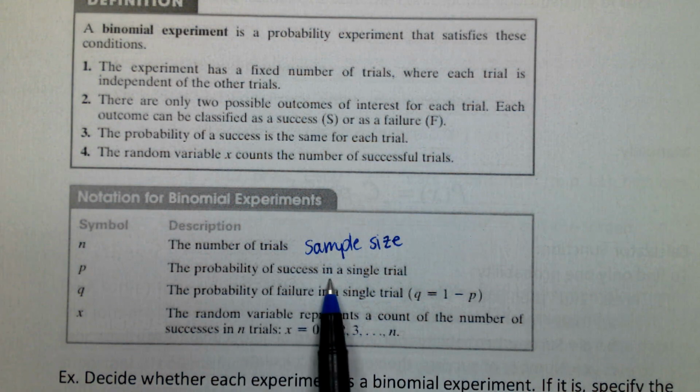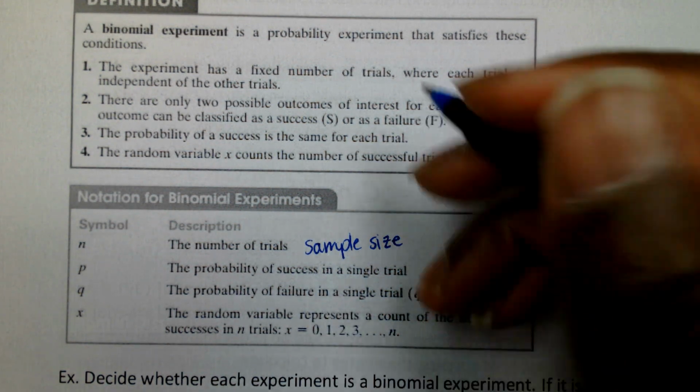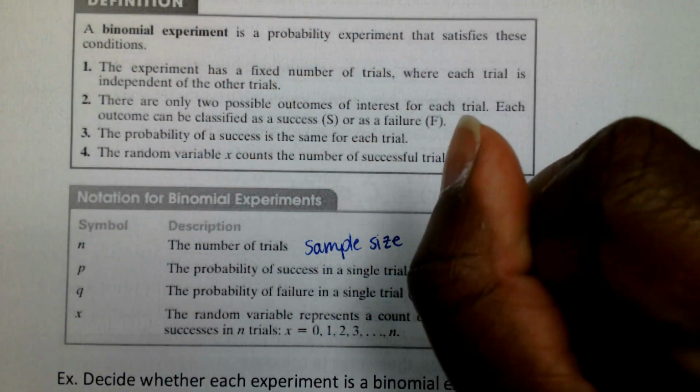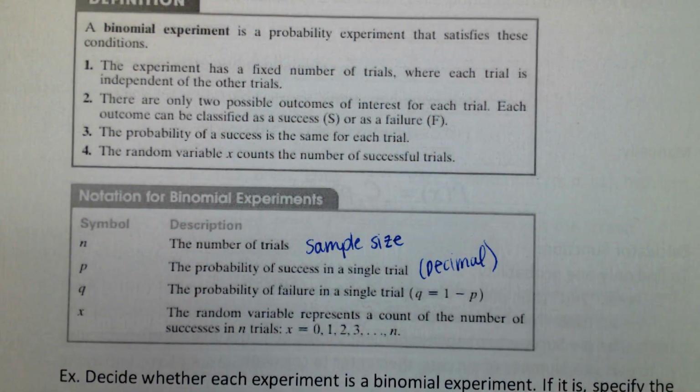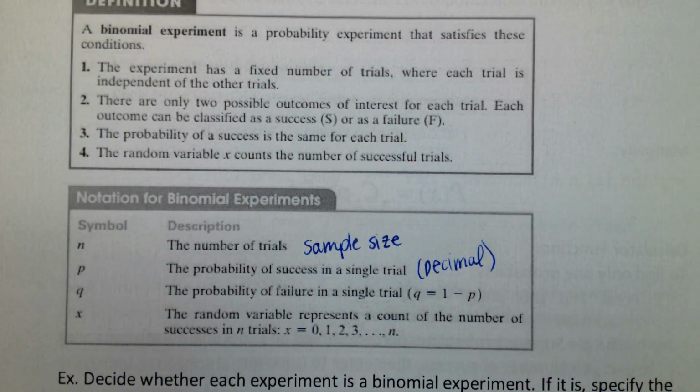The probability of success in a single trial is your P. This has to be a decimal, so if we give it to you as a percentage, we're going to make it a decimal. P is your passing rate. P is your success rate. P is what you're looking for. If I have a bag of M&Ms and I'm looking for red M&Ms, red is my passing, yellow is failure. Yellow is still a good M&M, it's just a failure.